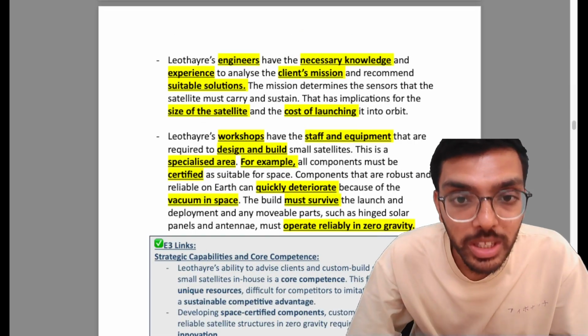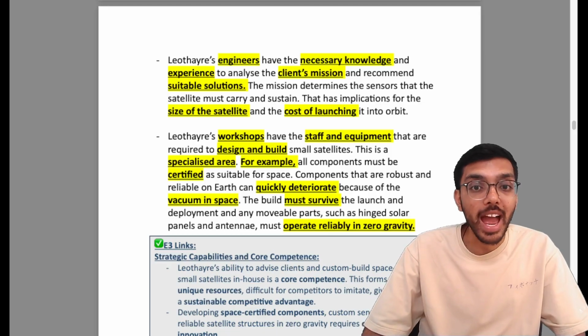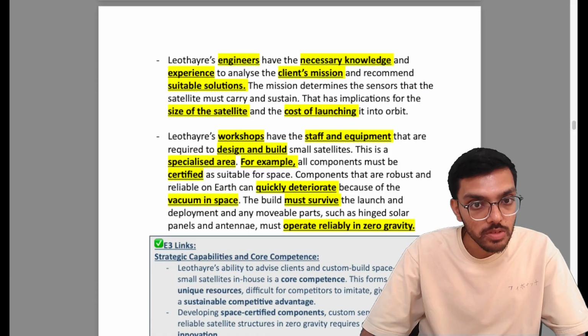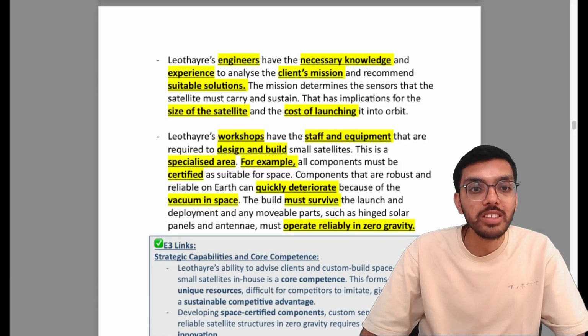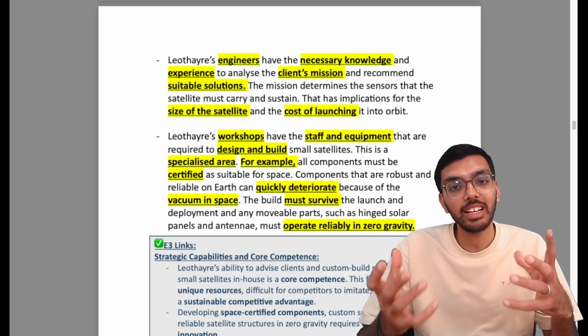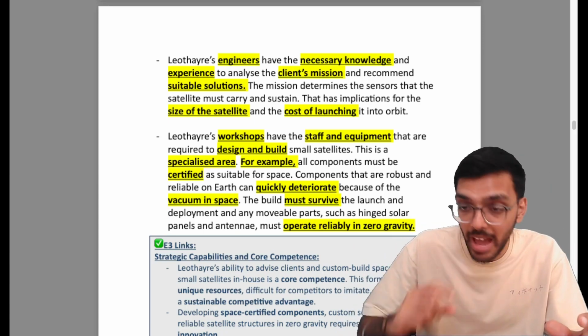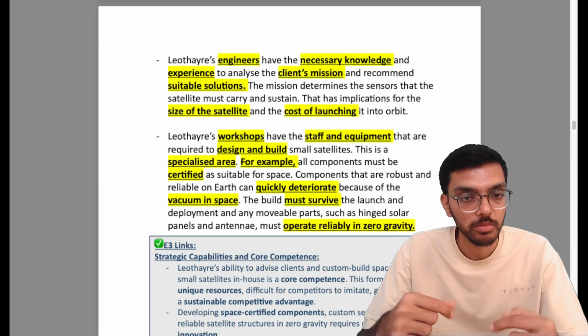Next, Leothayre's engineers have the necessary knowledge and experience to analyze a client's mission and recommend suitable solutions. The mission determines the sensors that the satellite must carry and sustain. That has implications for the size of the satellite and the cost. So we have the engineers, we have the expertise with us.